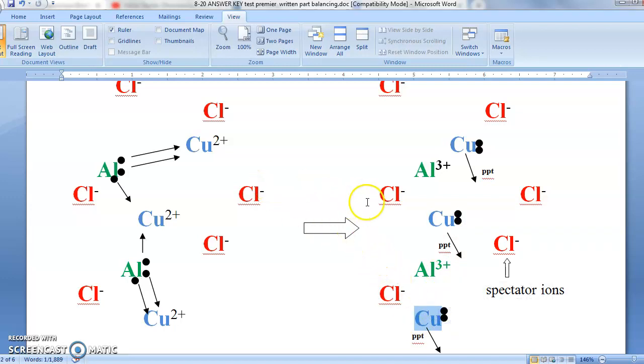They went from 2+ back to neutral. When they're neutral, they precipitate out of solution. Those 3 copper ions that are now back to neutral, they're no longer ions, they precipitate out.